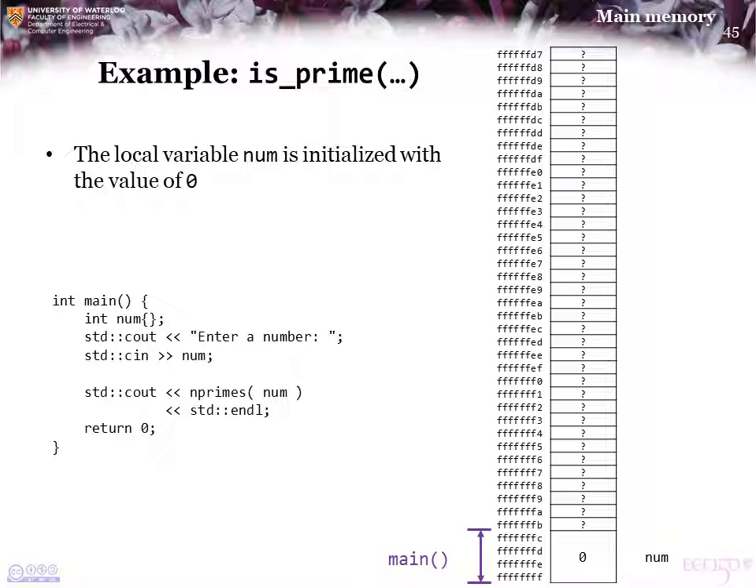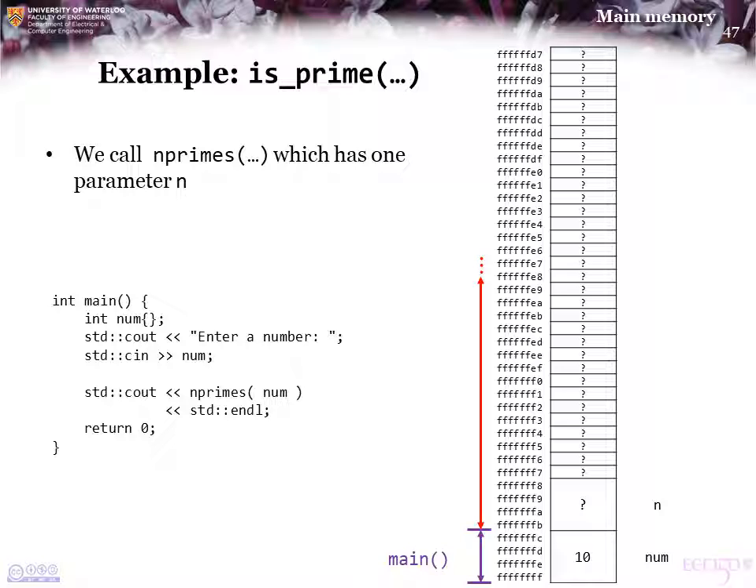Okay, so if we compile this and execute it, then initially the memory for the one local variable of main is allocated at the bottom of memory, and it occupies 4 bytes. It's initialized with a default value of an int, which happens to be 0. Now, suppose the user enters a value of 10. Well, then num will simply be updated to that value.